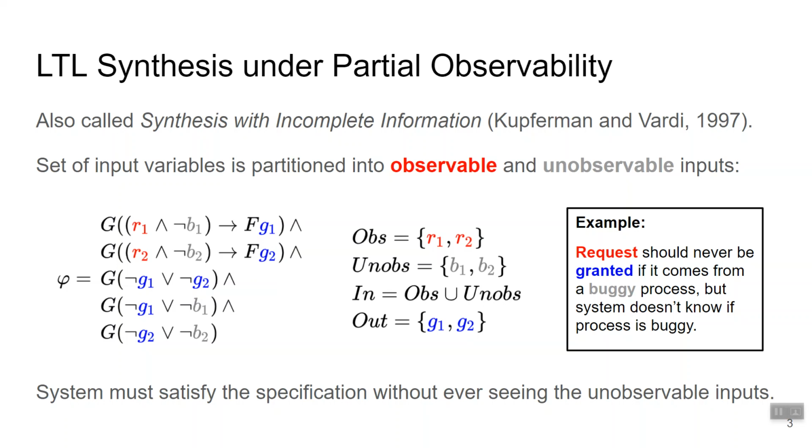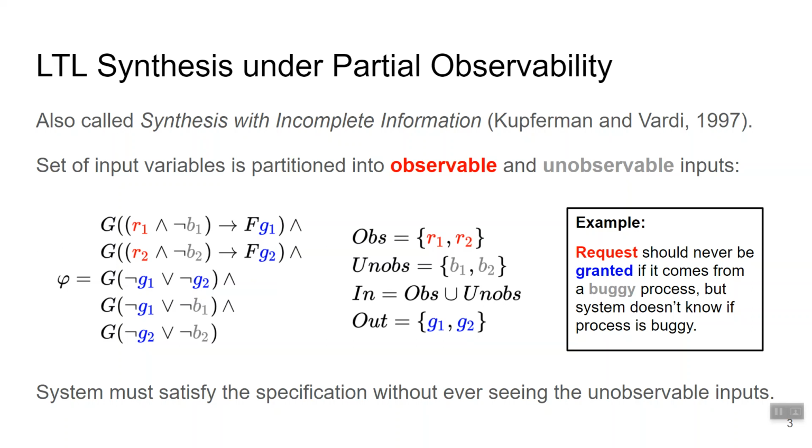For example, here we have a specification for a system that receives requests from two processes, represented by the observable inputs R1 and R2, and grants those requests by setting the output variables G1 and G2. However, the specification says that a request should only be granted if it doesn't come from a buggy process, represented by the unobservable inputs B1 and B2.